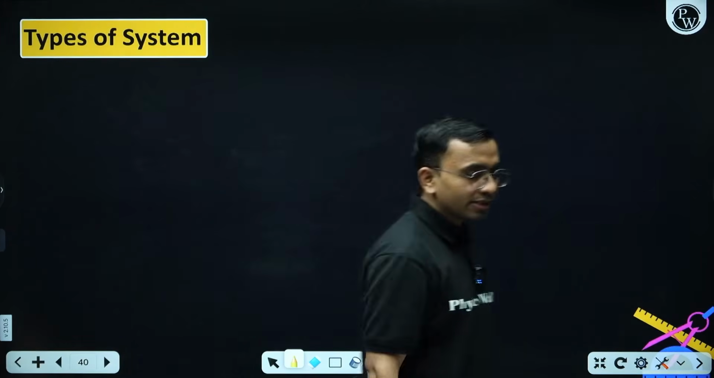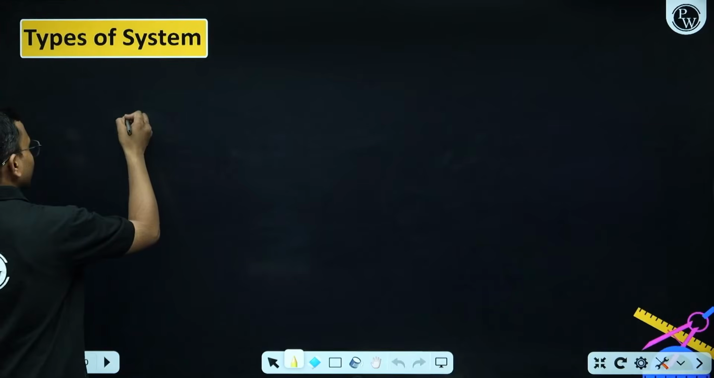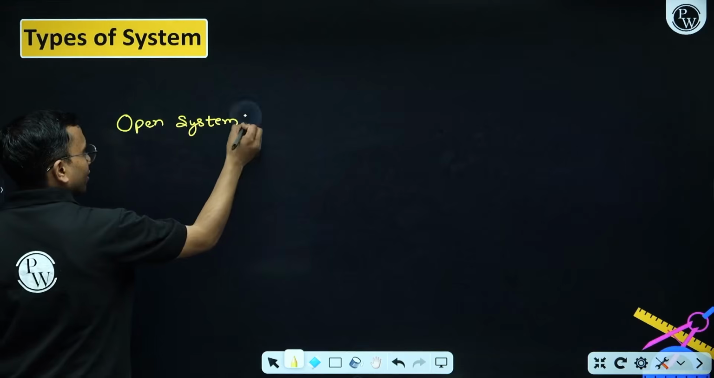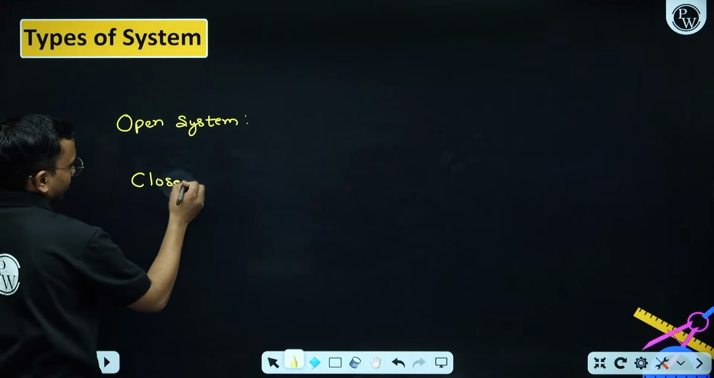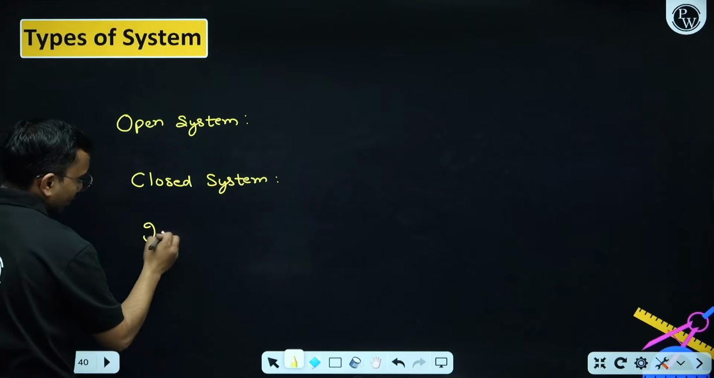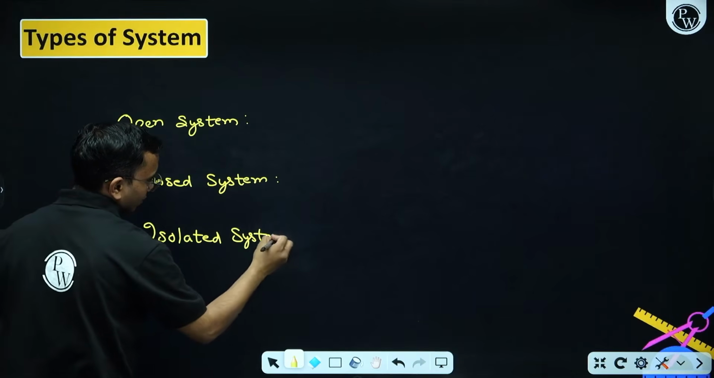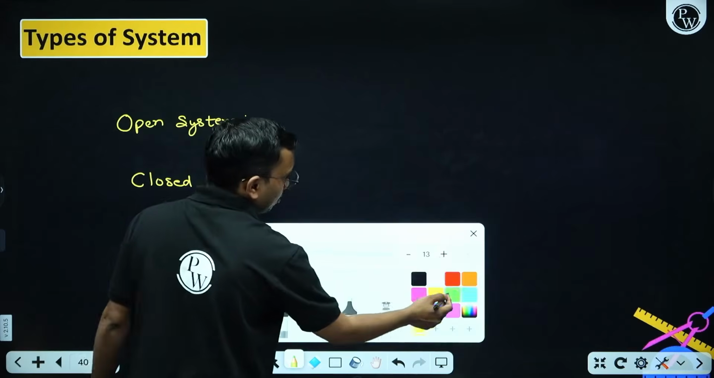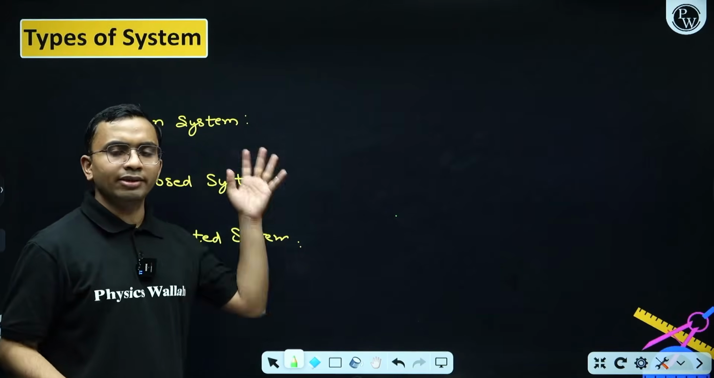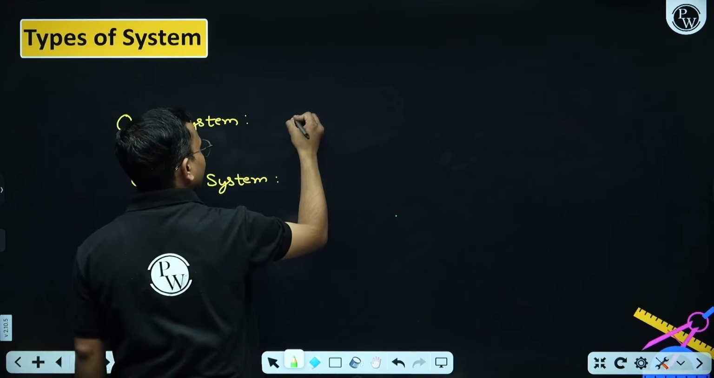Now, when we discuss thermodynamics, we will be talking about three types of systems. First is the open system. Second is the closed system. Third is the isolated system. Open system means it is open, like a container is there, gas is there, and the container is open. Mass can be transferred, heat can be transferred, meaning energy can be transferred. So here we can transfer mass and energy both.